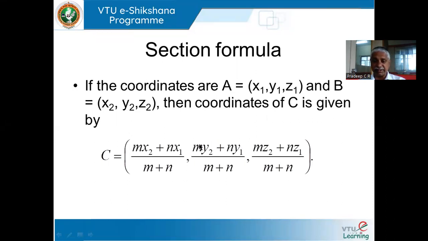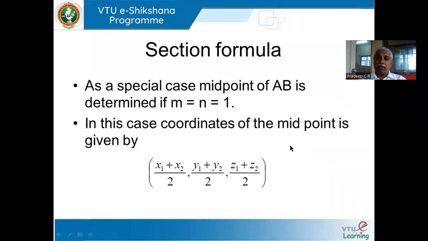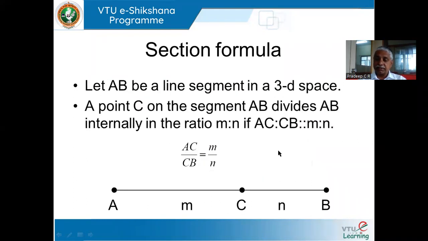This is the y coordinate of C. Same story, my2 plus ny1 divided by m plus n. mz2 plus nz1 divided by m plus n. So remember one, you know the other two. So it's pretty straightforward. As a special case, you see, this is an interesting thing.